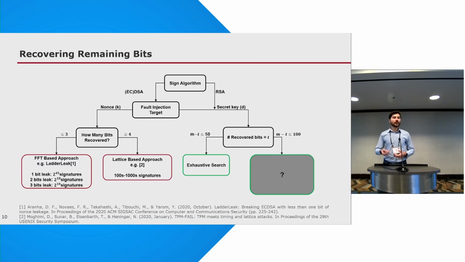And if the number of unknown bits is more than 50, it takes a significant time to exhaust all of them. So in this work, we solved this open problem by modifying the baby-step giant-step algorithm, so it operates on binary representations instead of integers. I'll not explain the details, but you can find them in the paper. And with this algorithm, we were able to recover the rest of the bits with less than 1,000 faulty signatures.